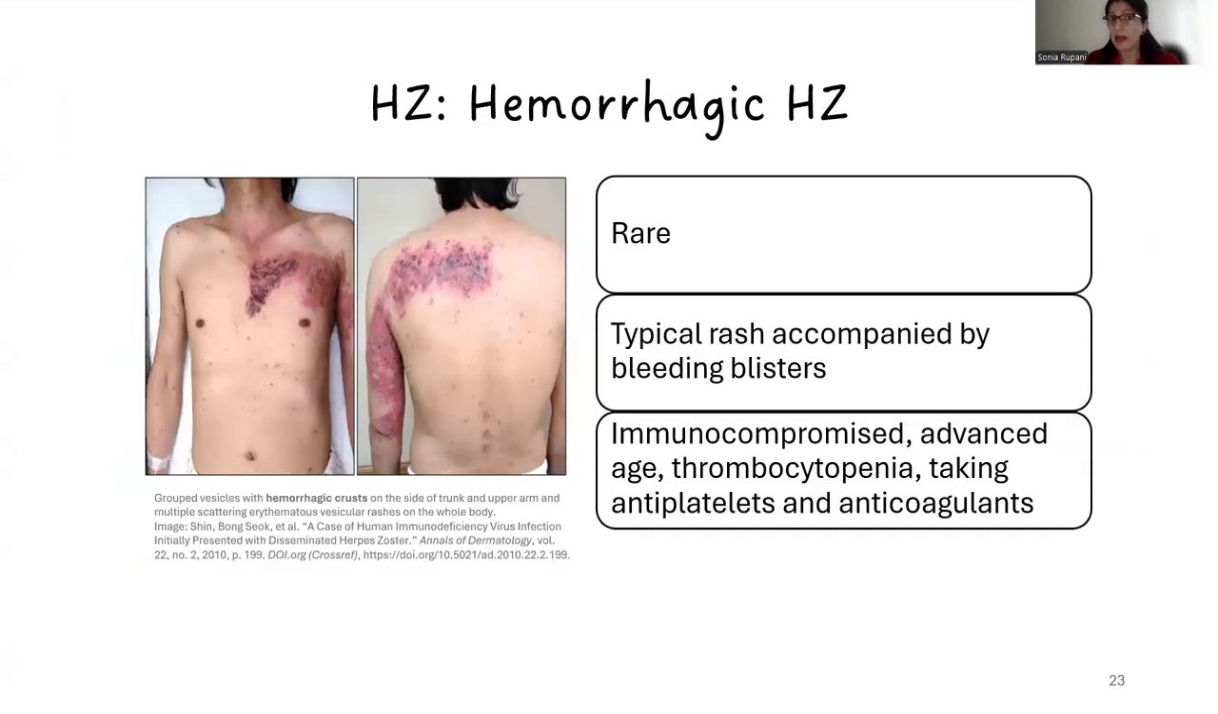In some cases, patients may have hemorrhagic herpes zoster, and it's very rare, more commonly seen in patients who are immunocompromised, patients who are taking antiplatelets, or are on anticoagulants, have thrombocytopenia, or even advanced age. We see the hemorrhagic herpes zoster, where the blisters are bleeding within, and therefore they look like this instead of the clear blisters. Now we are seeing the blood because there's bleeding within that blister. So this patient has a hemorrhagic presentation of herpes zoster.